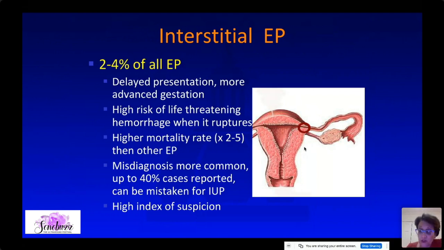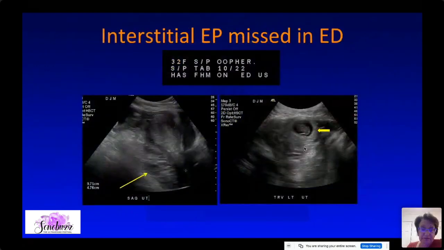So let's just show some examples. This is an example of an interstitial ectopic pregnancy that was missed on the point of care ultrasound in the ED. They said the patient had an abortion somewhere else. She had fetal heart motion on the ED ultrasound, but the patient wasn't doing well, so they wanted a formal ultrasound.